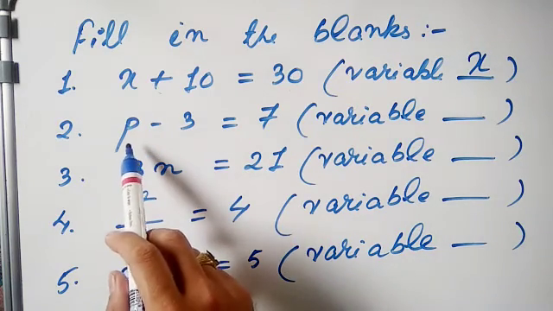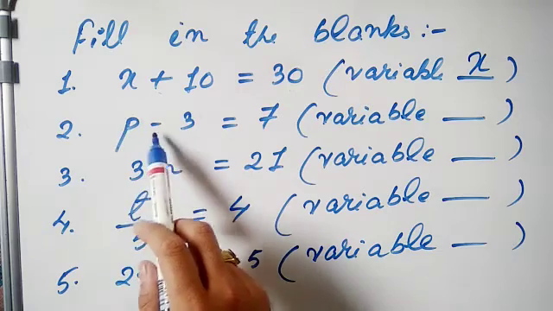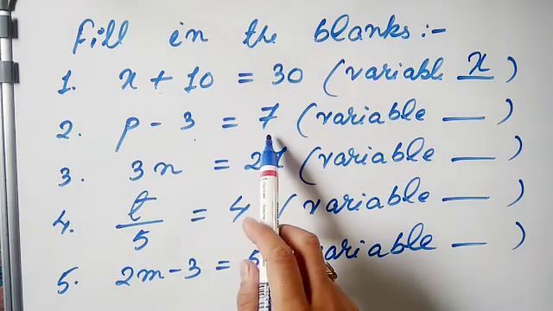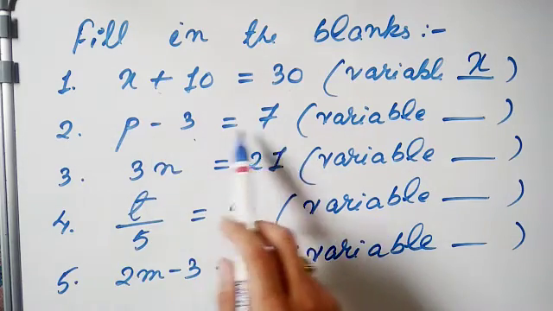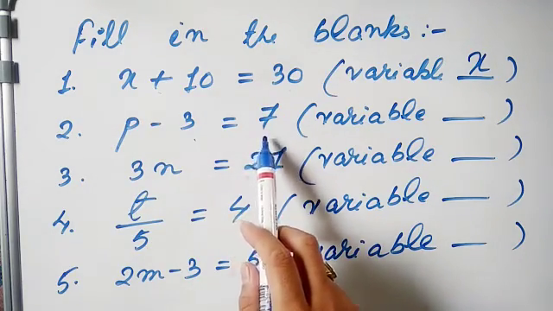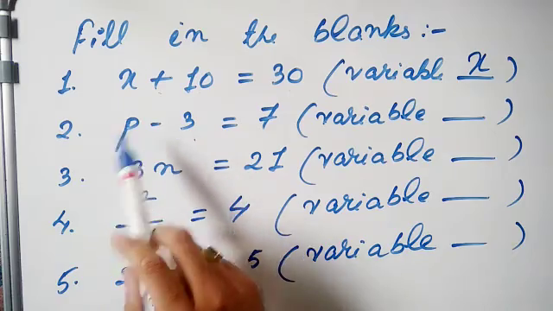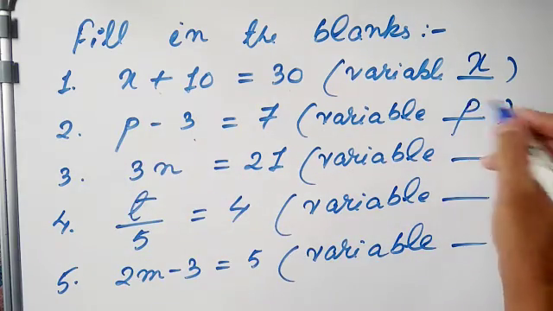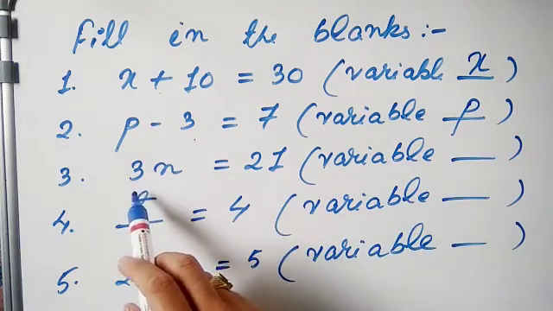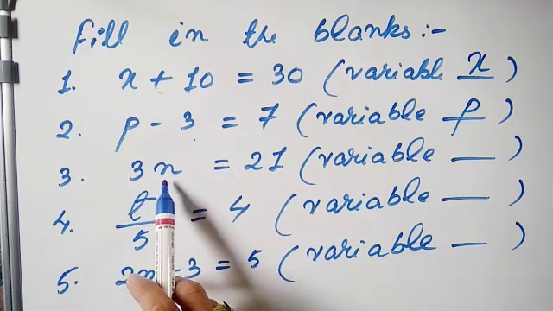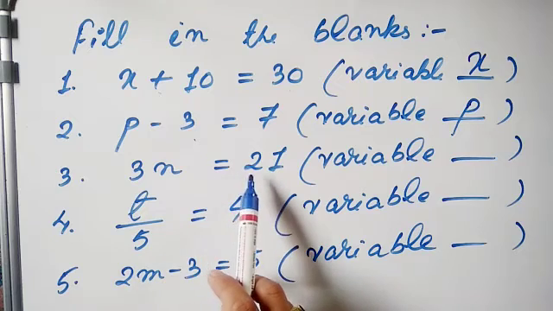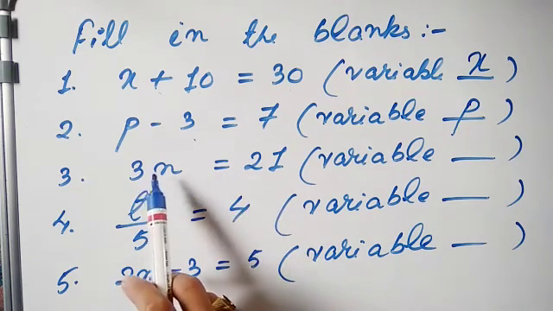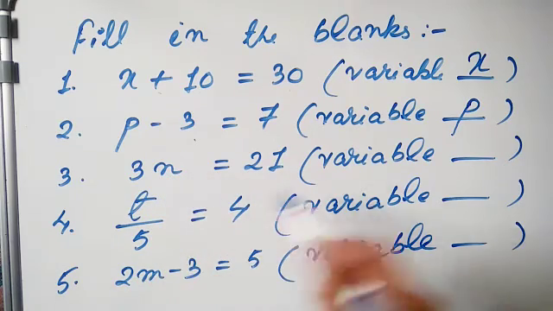Next, we have another equation. It says p minus 3 is equals to 7. So what is the variable involved in this equation? Yes, the variable involved in this equation is none other than p. Very good. Next, we have another equation. It says 3n, or we can simply read it as thrice n, is equals to 21. So what is the variable involved here? The variable involved in this equation is n.